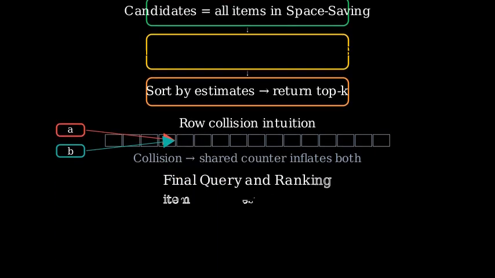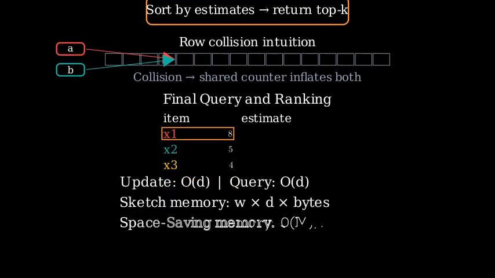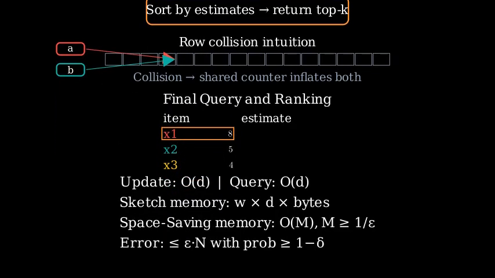A concise end-to-end example. Suppose the top K structure holds x1, x2, and x3. We query the sketch and obtain estimates 8, 5, and 4, then sort and report x1 first. Complexity. Update time is O of depth, that is about 14 hash evaluations and increments per item. Query time is also O of depth.